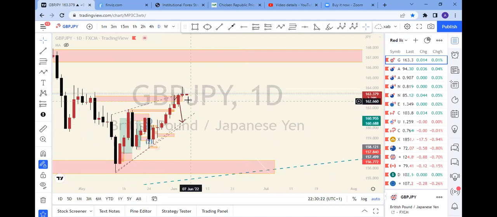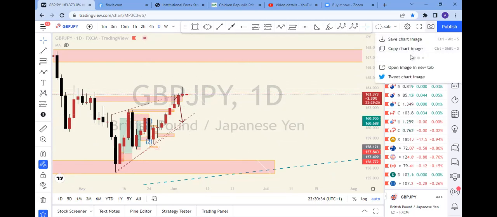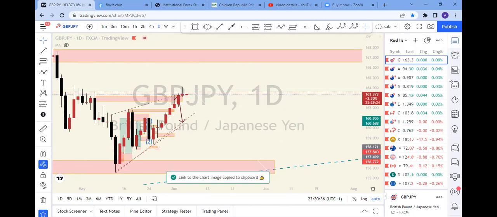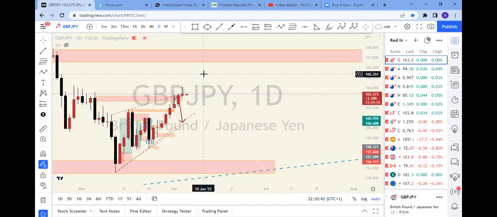So this is GBPJPY. We've seen that around this other block zone. So the expectation is that GBPJPY drops lower, comes all the way down there. Please let me know if this is clear. So GBPJPY, we're looking for bearish entries. Are we clear about this, please?